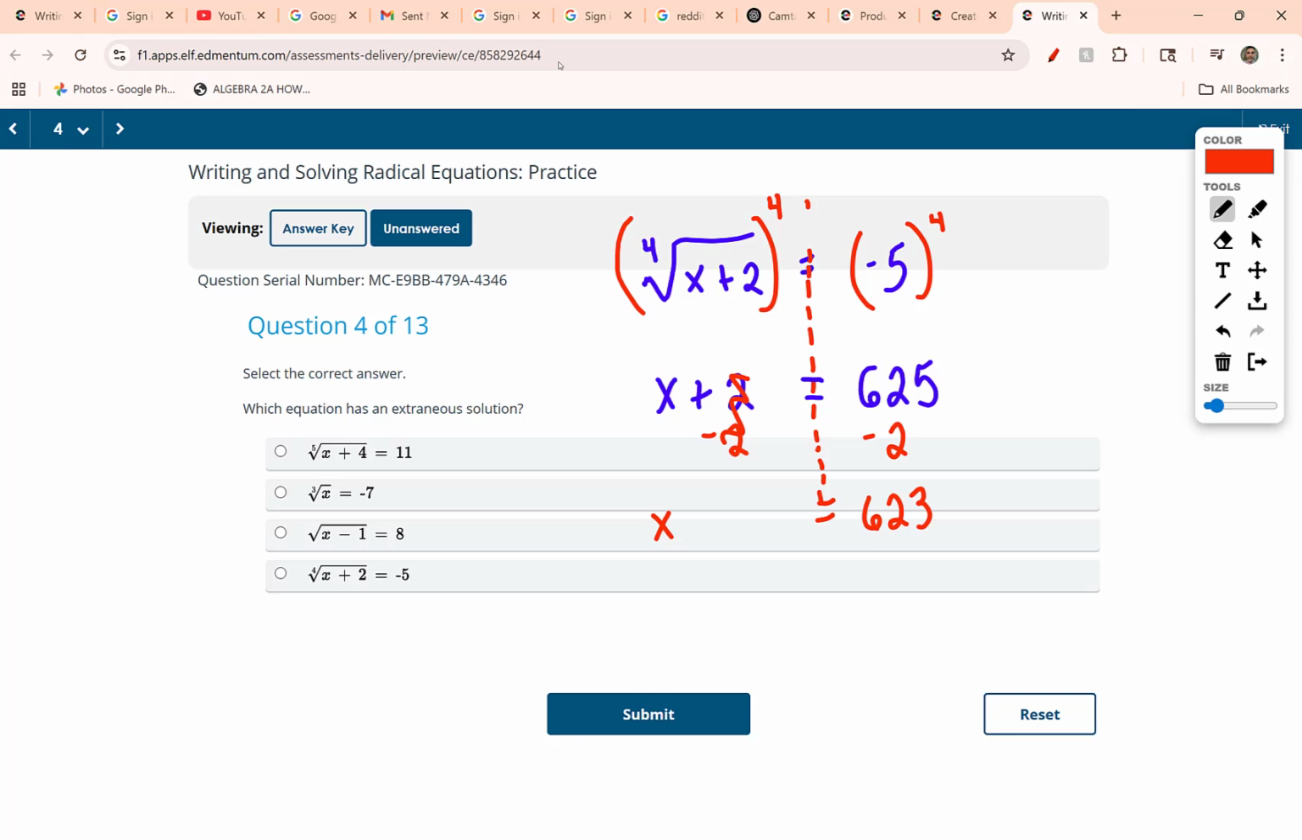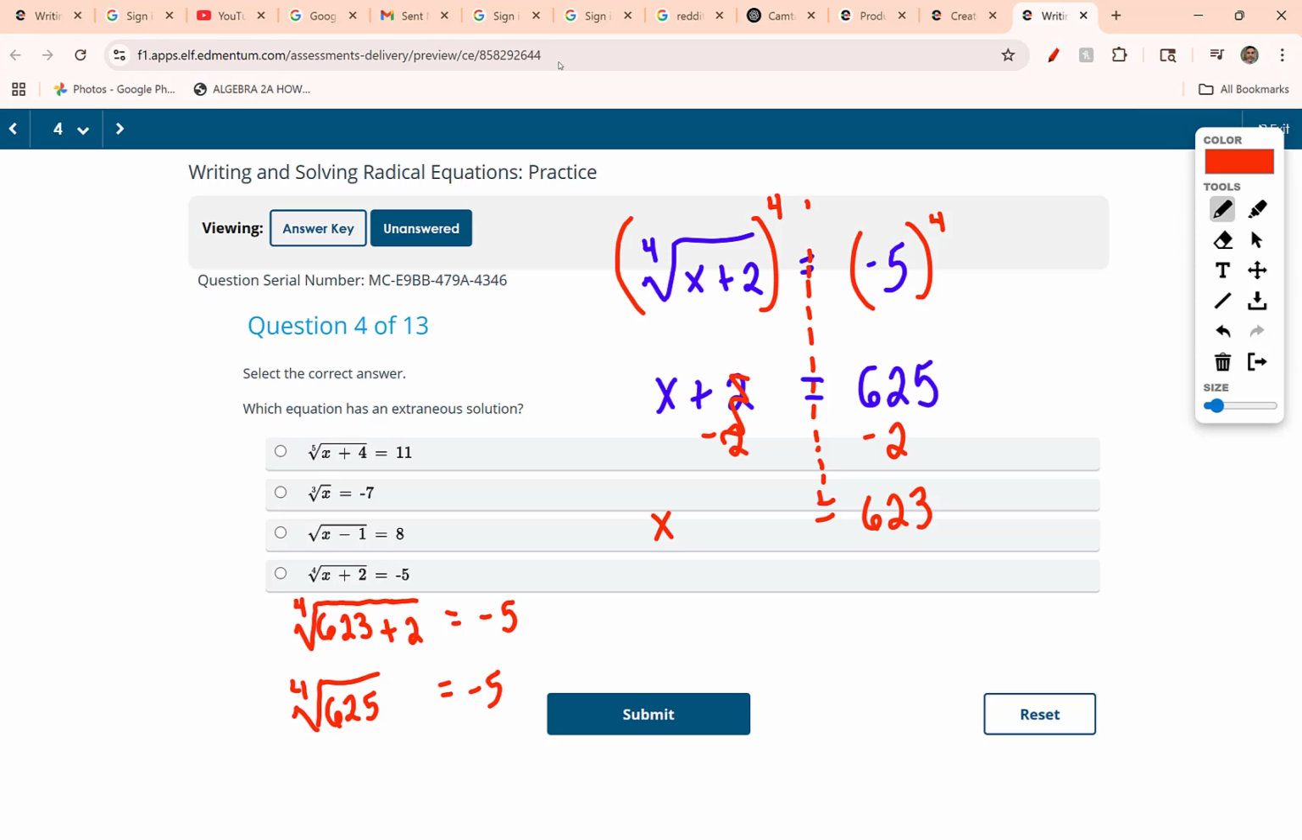So then what we're going to do is we're going to rewrite it. Instead of x plus 2, we're going to rewrite it as 623 plus 2. We're just taking x and replacing it with that solution of 623 and seeing if it will equal negative 5. And I can really quickly tell that it's not, because we're left with the fourth root of 625.